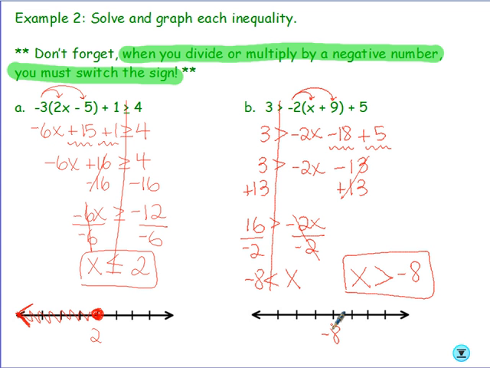First question, open or closed? Well, no bar means open. Next question, which way is that arrow pointing? That arrow is pointing to the right, so I'm going to shade the right side of the dot. Hopefully you got that problem correct.